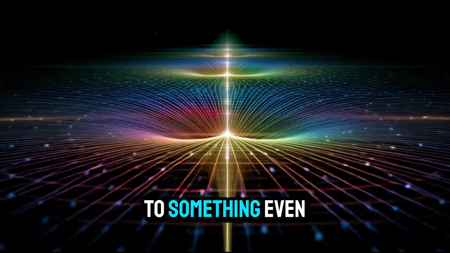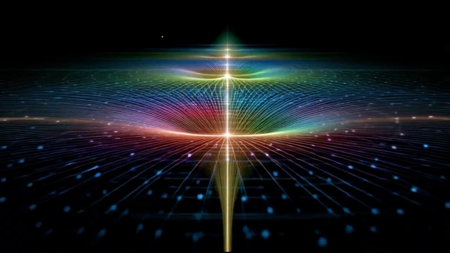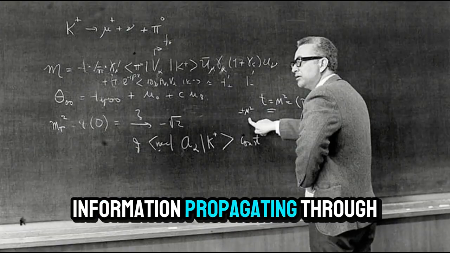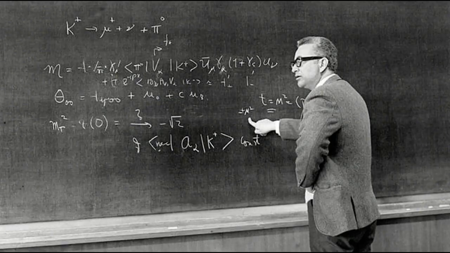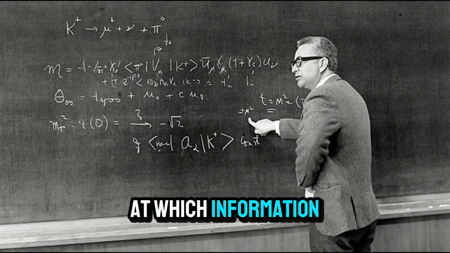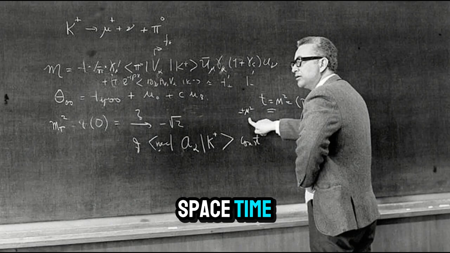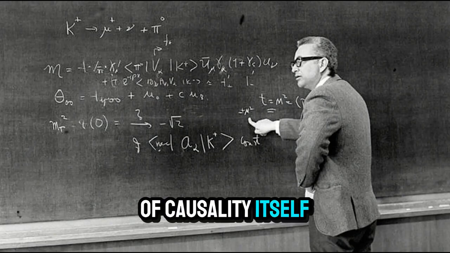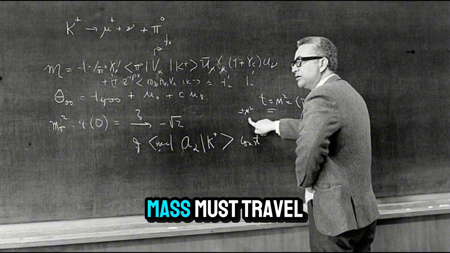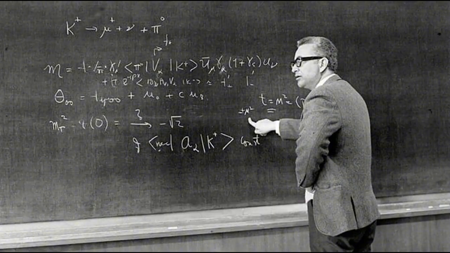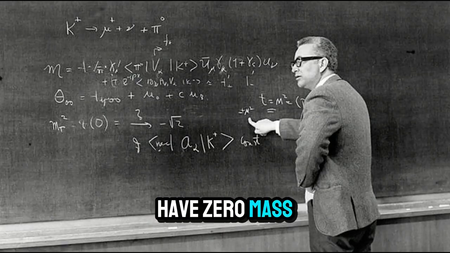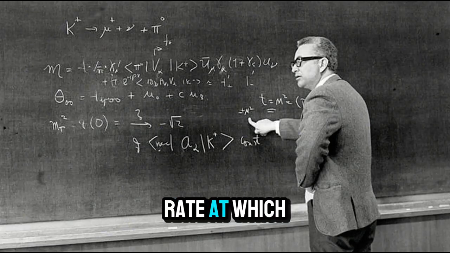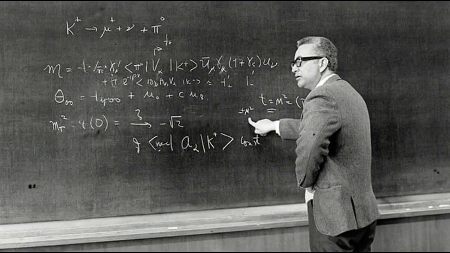This insight leads to something even more profound. If light is information propagating through a gauge field, then the speed of light isn't really about light at all. It's the maximum speed at which information can travel through space-time. It's the speed of causality itself. Anything with zero mass must travel at this maximum speed. Photons travel at the speed of light not because they're special, but because they have zero mass. The speed of light is the rate at which the future becomes the present. The speed at which cause becomes effect.